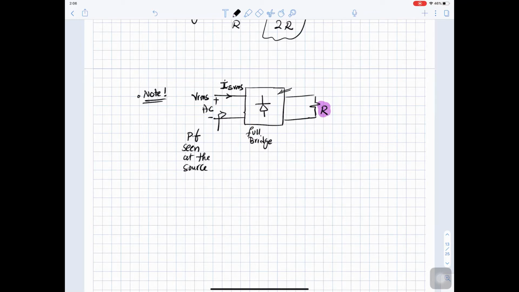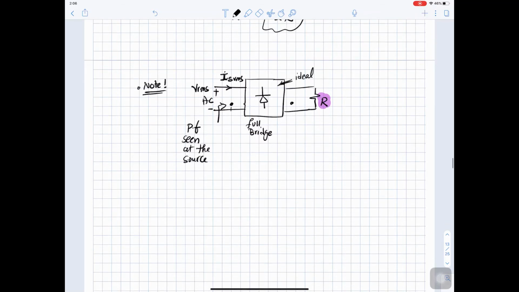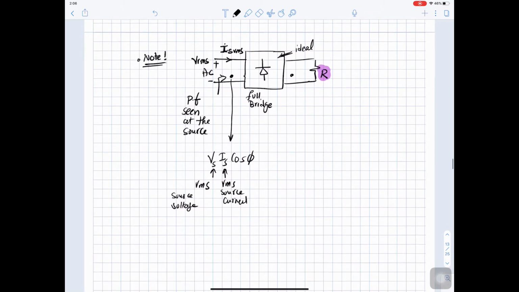All our assumptions are that we have ideal power electronics, which means the power here equals the power here. So the power at this point is AC power. So the power here is V source, I source, cos phi, where V source is the RMS of the source voltage, and I source is the RMS of the source current. This equals the power at the DC side, which is V out RMS squared divided by R.